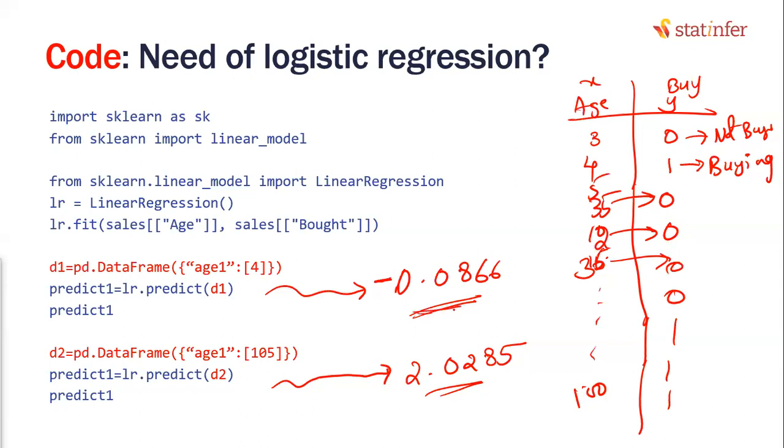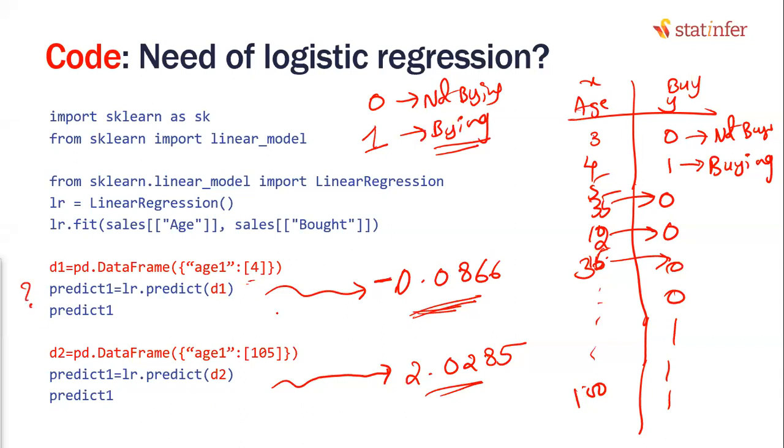Now look at this carefully. When age is 4, the predicted value is minus 0.086. I know that from my data, 0 means not buying, 1 means buying. Only these are the two values that are there in my output. In my output, there are only zeros and ones. 0 means not buying, 1 means buying, or whatever may be the meaning. But what does negative 0.086 mean?